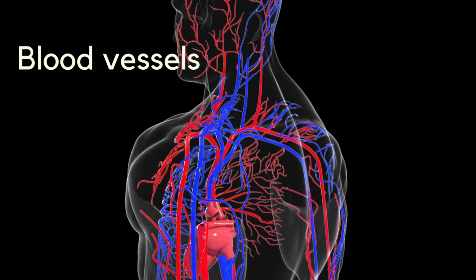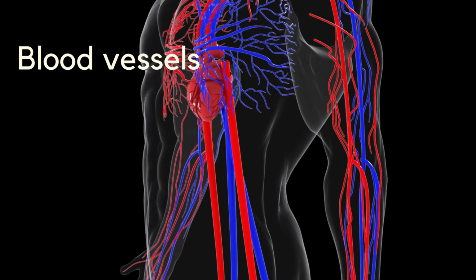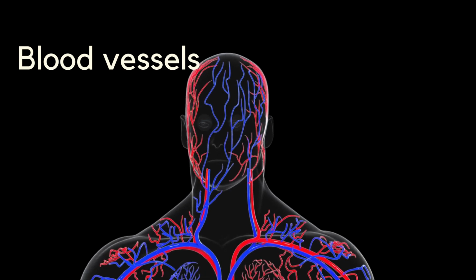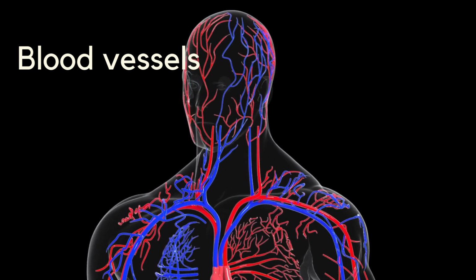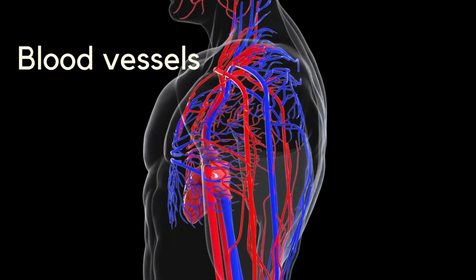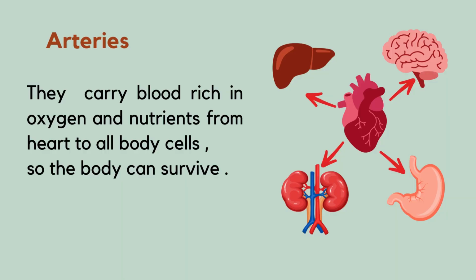Okay, so here it's time to talk about the second structure in the circulatory system, which are the blood vessels. And we have types of blood vessels. As we see here, we see the red blood vessels that we call arteries, okay? And we have the blue vessels that we call veins, okay? So now we will talk about the arteries, the first type of the blood vessels.